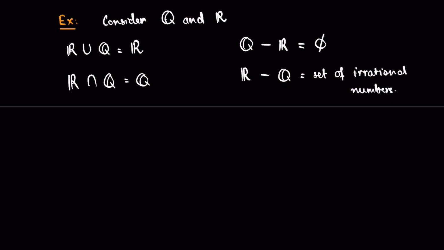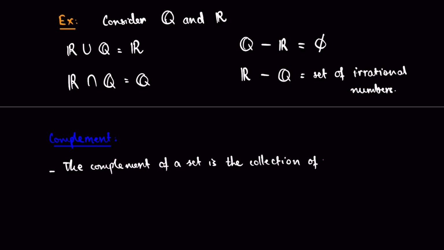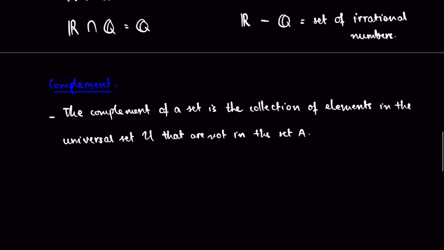So the next concept I want to cover is called complement. By definition, a complement of a set is the collection of elements in the universal set U that are not in the set A. For notation of the complement, you can use A with the superscript C to indicate that you want to find the complement of the set A, or you can write A with a bar on top of it. Either notation should be fine.